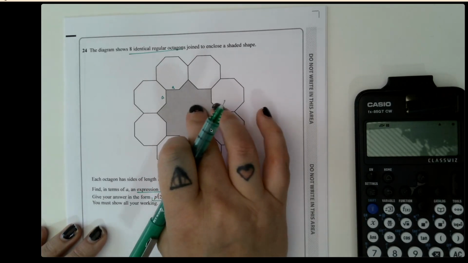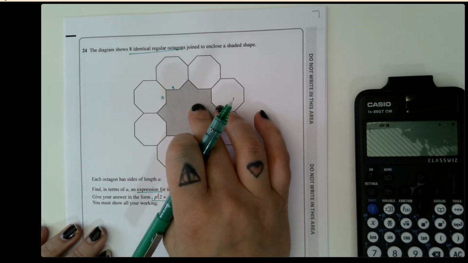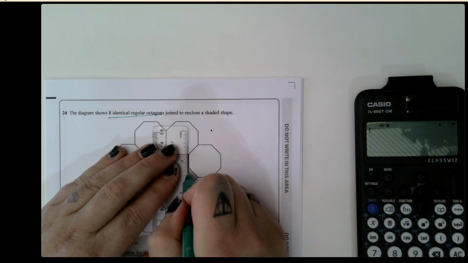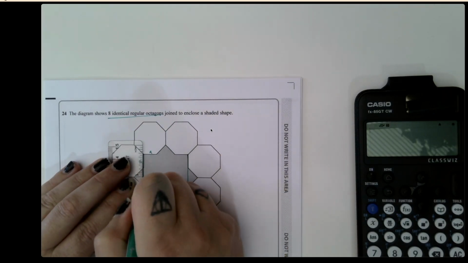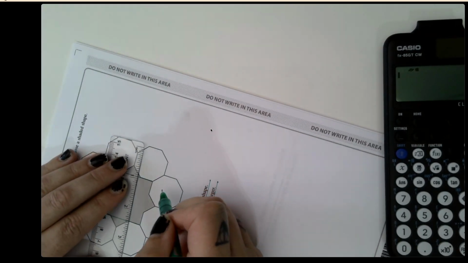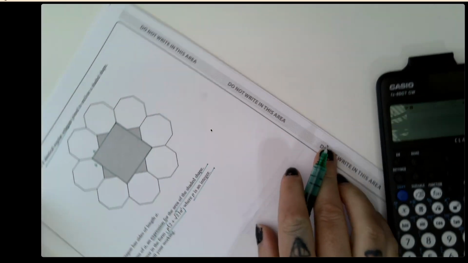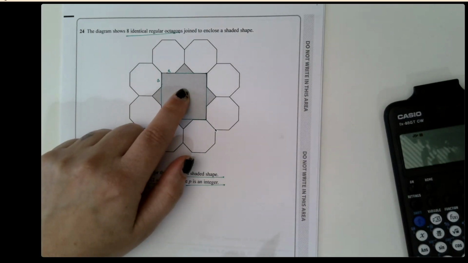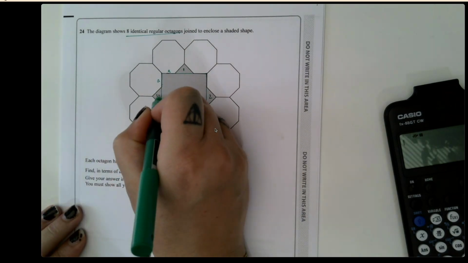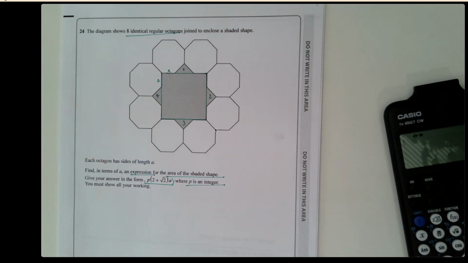So if I want the area of this shaded shape, the first thing I'm going to do is see if I can split it into shapes that I can deal with more easily. If I draw a line here, down here, across here, and across here, you can see that I have a square in the middle, and then 1, 2, 3, 4 triangles around the outside. So now I'm working out the area of a square and then the area of 4 triangles.